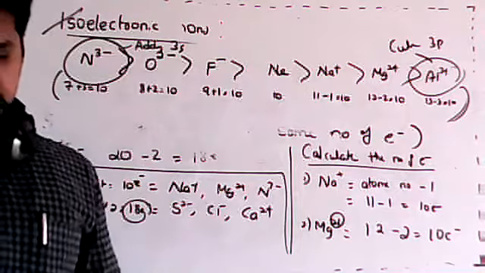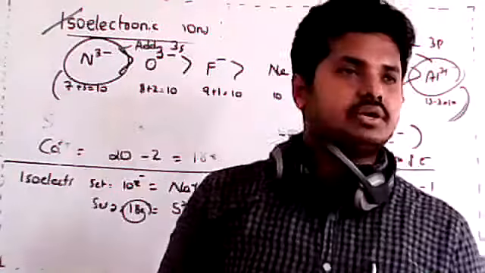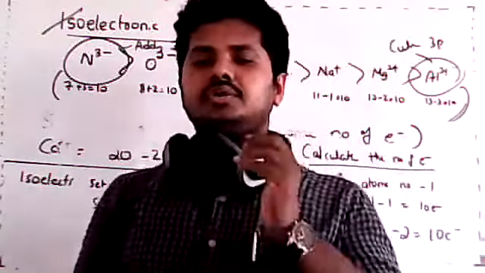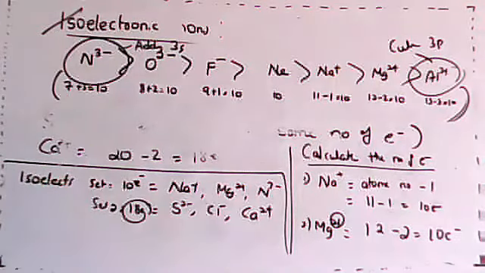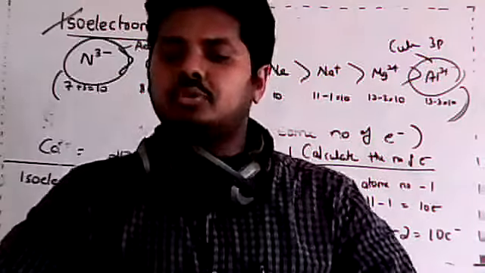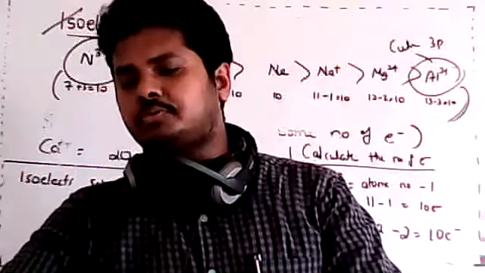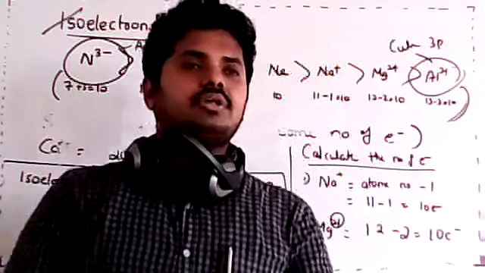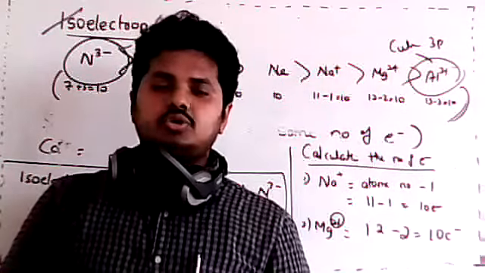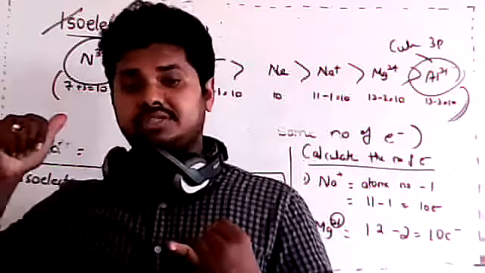Clear? So this was related to the ionic radius of isoelectronic species. Tomorrow we will continue with some other properties, and day after tomorrow also we'll continue with some other property. If possible, by day after tomorrow I'll finish this chapter. I hope whatever we learned today is clear to you, right? Tomorrow I'll ask a question on this part that we have discussed today.